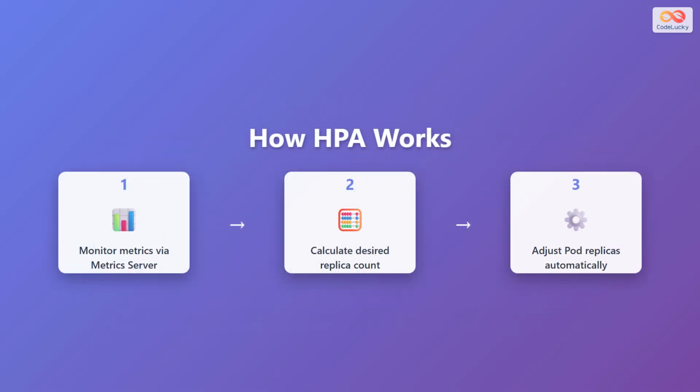HPA operates in 3 simple steps. First, it continuously monitors metrics through the metrics server, which collects resource usage data from your pods. Second, it calculates the desired replica count by comparing current metrics against your configured targets. Finally, it automatically adjusts the number of pod replicas in your deployment to match the calculated desired state. This entire process runs as a control loop, typically checking every 15 seconds.